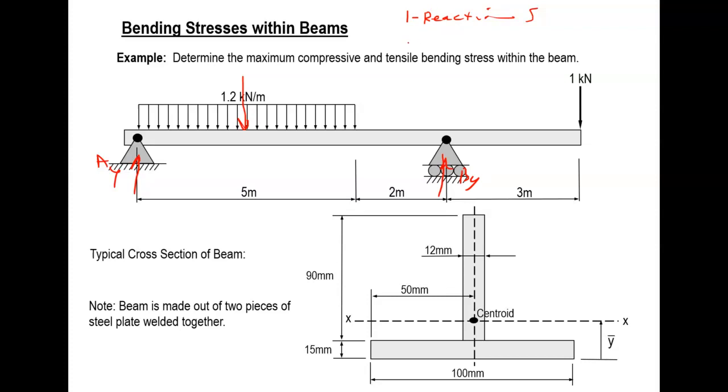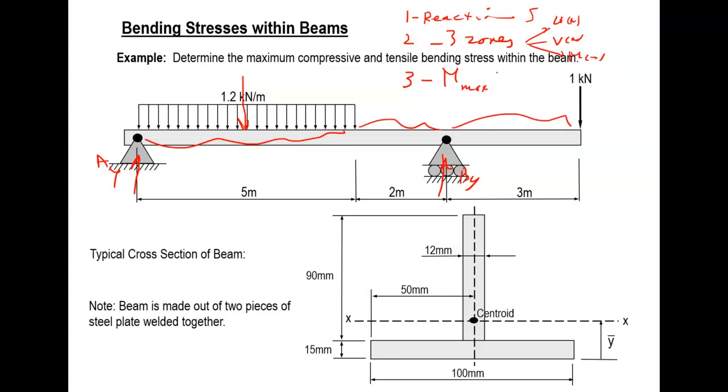You find the reactions. Once you find the reactions, the second is how many zones? There is one zone here, second zone here, third zone here. So 3 zones. For each zone, you have to find W of X. Finding W of X, you find V of X. And finding V of X, you find M of X. So once you finish that, you could tell the maximum bending moment is occurring at X star. So here you find X star.